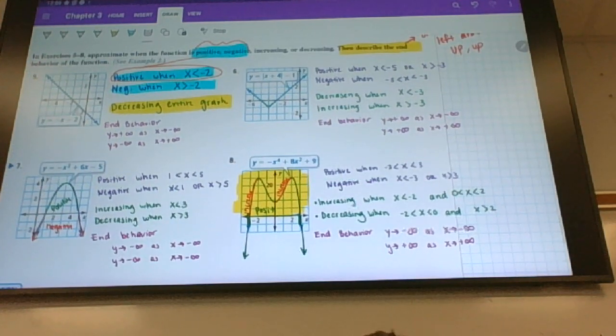You guys read this section. Try to figure it out.